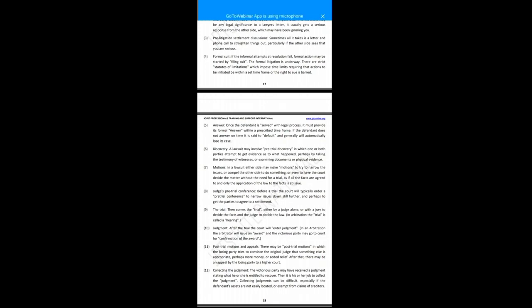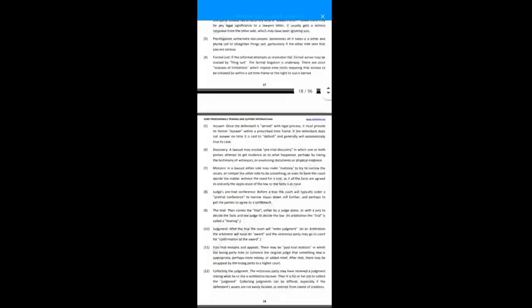So the steps presented above can take many twists and turns as the court proceedings evolve. While a lawsuit can start as a very simple matter, it can get complex very quickly. In addition to these basic steps, there are many other steps which may be possible depending on the particular circumstances.